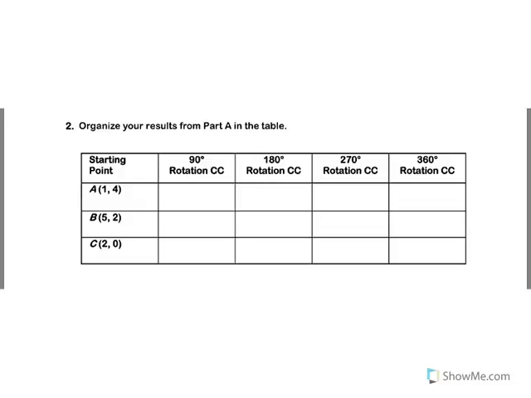So now we're going to organize our results from our graph, and then we're also going to write the rule above. So if you're going to rotate something counterclockwise by 90 degrees, the rule is that you're going to start with your x, y, and you take your coordinates, and if you're going to rotate them 90 degrees, then your rule is that you're going to switch the x and the y, and you would just change the sign on your y.